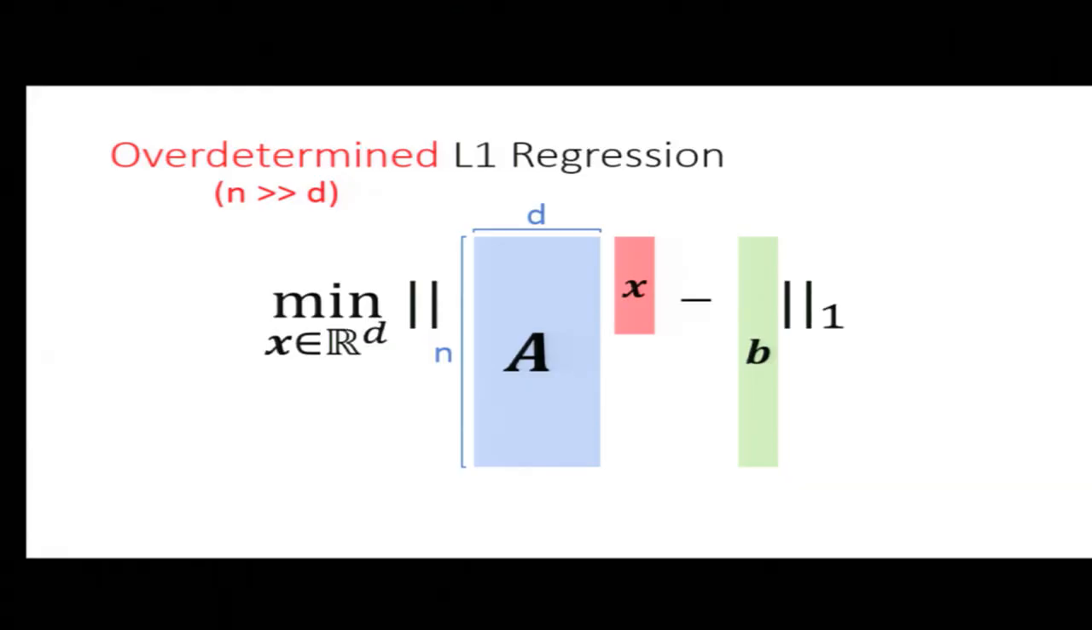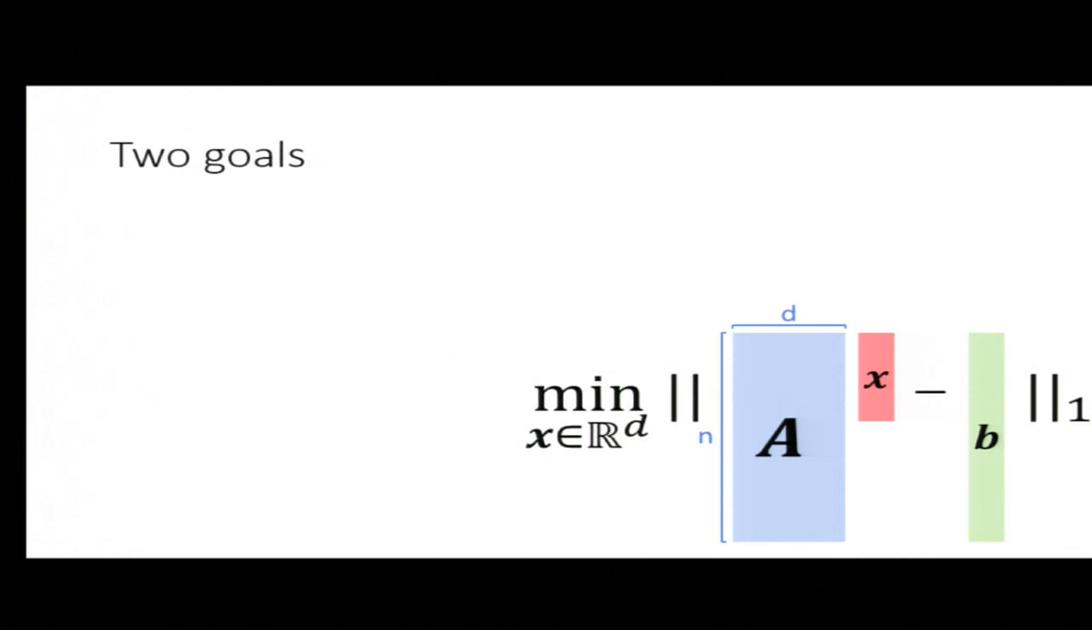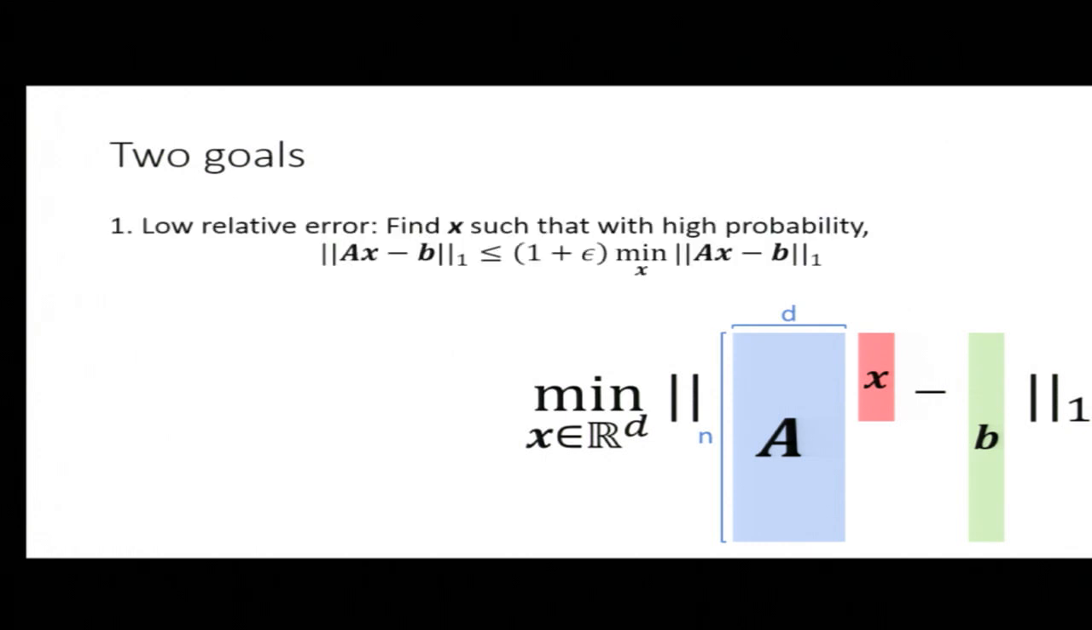So we're going to call the number of rows of A n and the number of columns d. And we're specifically interested in the overdetermined case where the number of rows is much larger than the number of columns. So in this setting, we have two goals. One is we want to find an x with low relative error. That means that the L1 norm of Ax minus b is within a multiplicative factor of the optimum.